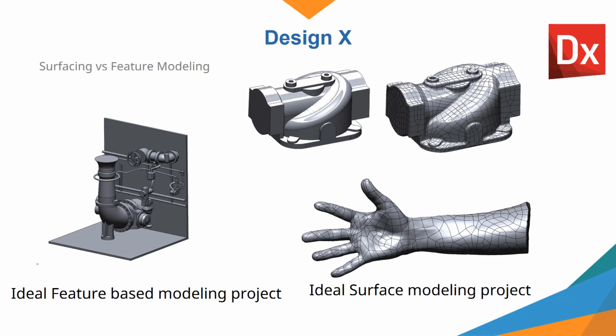And then at the top of your screen, we have an example of a side-by-side comparison of the two. On the left, we have a feature-based model, so we have nice flat surfaces, nice consistent cylinders. On the right-hand side, we have a number of patches that make up the face of this object. So with that being said, we're going to hop right into the software.